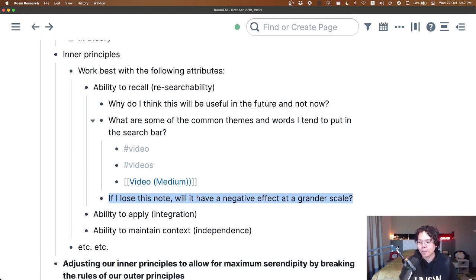That takes into consideration how I have constructed my semantics, in that most of these freeform notes have some common themes. And grander scale in this particular question means, can this note that I randomly wrote today help with that common theme? Let me see if I can find an example in my own personal notes.